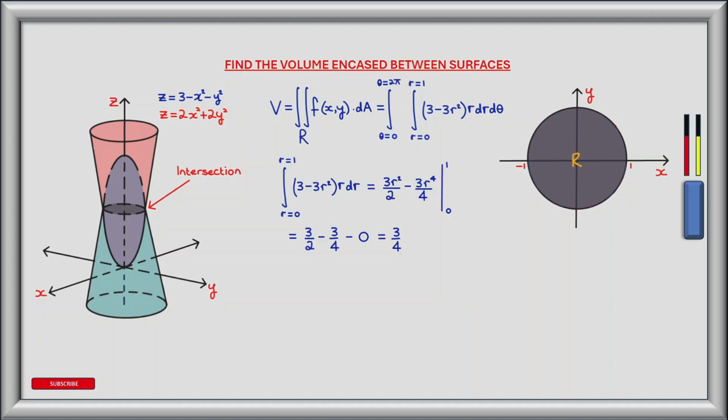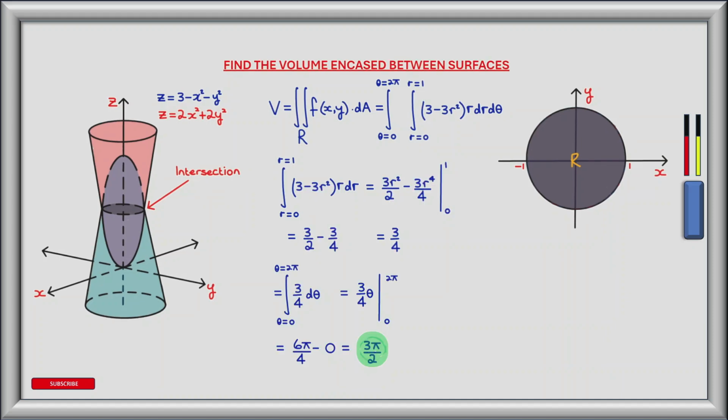So starting with the inner integral, the antiderivative of 3 minus 3r squared multiplied by r dr is 3r squared divided by 2 minus 3 times r to the power of 4 divided by 4, and we need to evaluate it between 0 and 1. So plugging in the value for 1, we get 3 divided by 2 minus 3 divided by 4, and plugging in the value of 0, we get minus 0. So this gives us a value of 3 over 4 or 3/4.